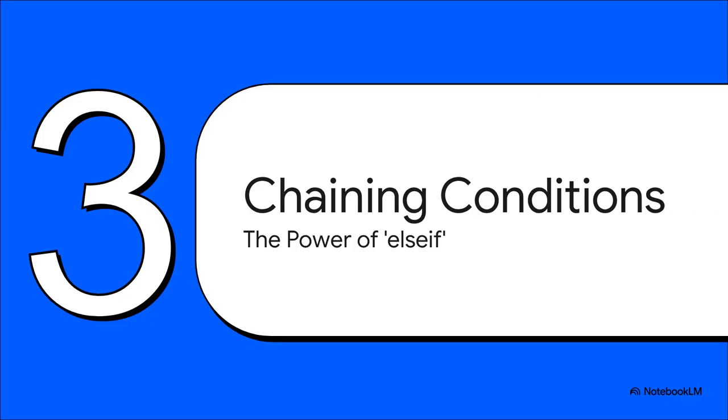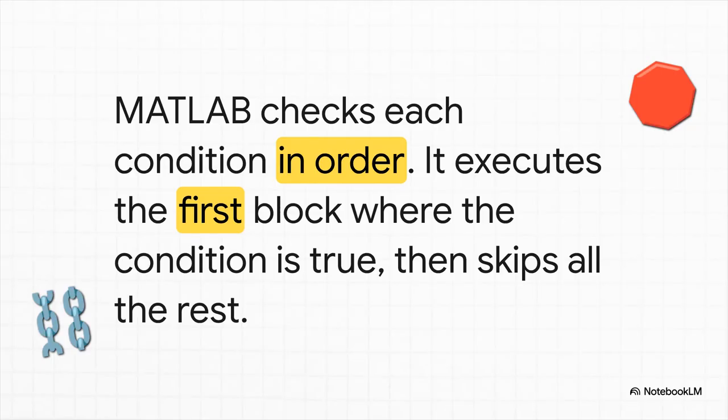All right, so if-else is great for a simple yes or no, this or that situation. But life is usually more complicated than just 2 options, right? What happens when you've got 3, 4, maybe 5 different possibilities? For that, we need a way to chain these decisions together. And the tool for that job is the else-if statement.